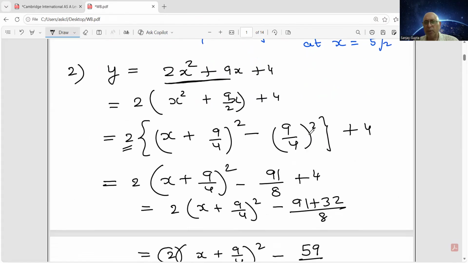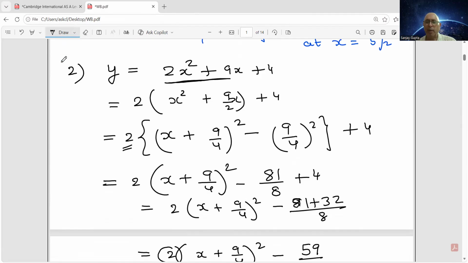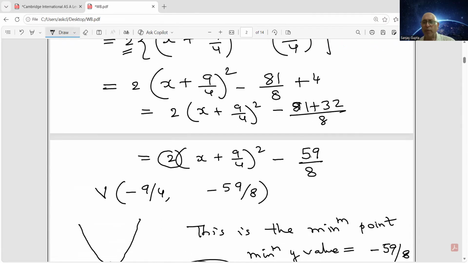So I think there's a mistake here. It was not supposed to be 91. It's supposed to be 81, isn't it? Yes. So make the corrections, please. 81 over 16, which when we multiply by 2 will give you 81 over 8. So it's basically 81 and not 91. If it is 81, then we are not going to get 59, we'll get 49. Yes, there is a mistake here. We need to correct that, right? And it is 49 over 8.